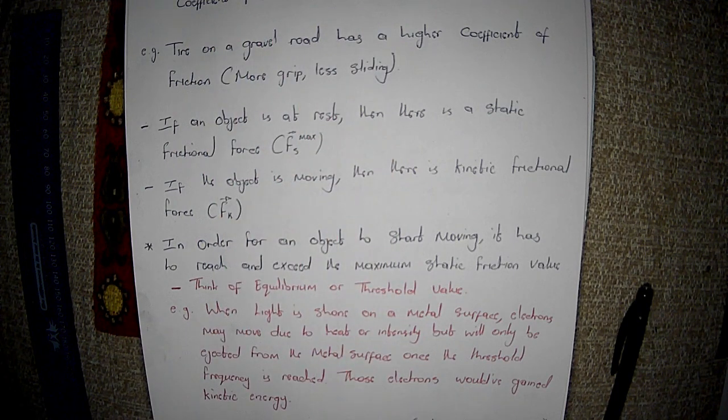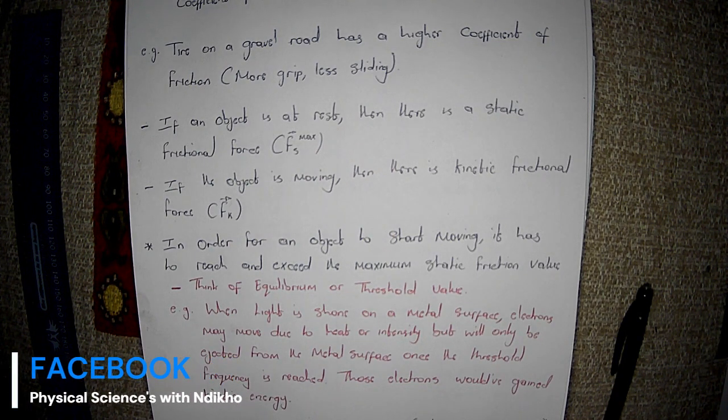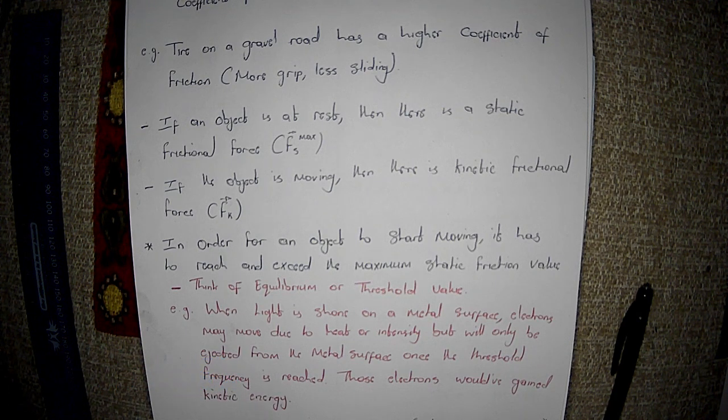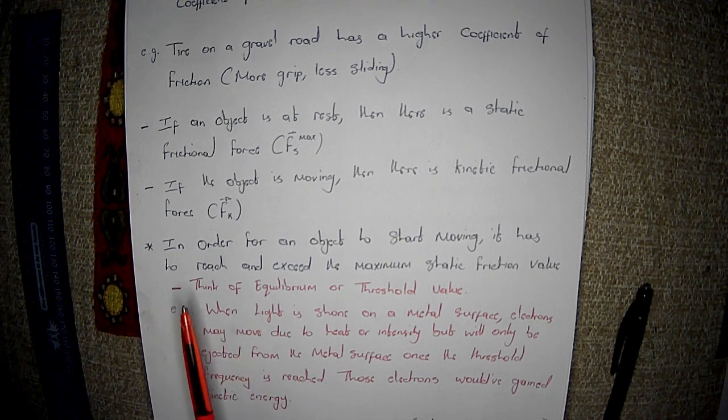Now, I want you to think back in terms of kinetic energy. Kinetic energy refers to the energy required for something to move, whether it is an object or electrons, you name it. Kinetic, anything and everything that has to do with movement. In order for an object to start moving, it has to reach and exceed the maximum static friction value, right? Before I give you this example, I want you to look back at our previous lesson, where we spoke on the correlation between static friction and kinetic friction.